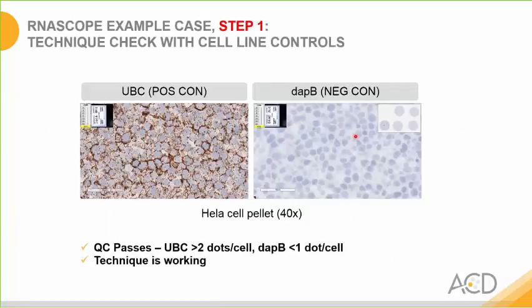The following example case provides a step-by-step review of the QC process. In step 1, a technique check with the cell line controls is performed and shows abundant UBC staining in the positive control panel on the left and absent DAP-B staining in the negative control on the right. QC clearly passes, showing that the technique is working in that particular laboratory.